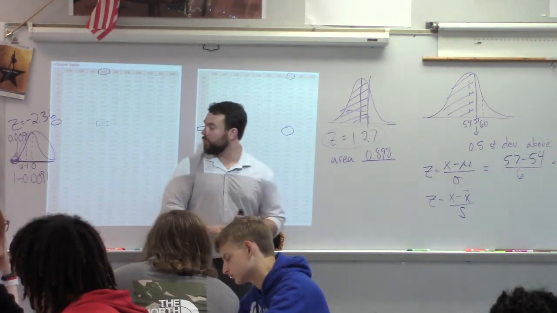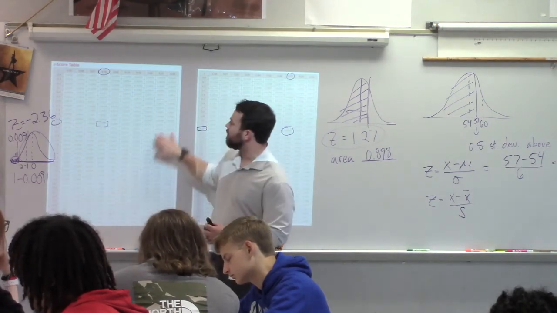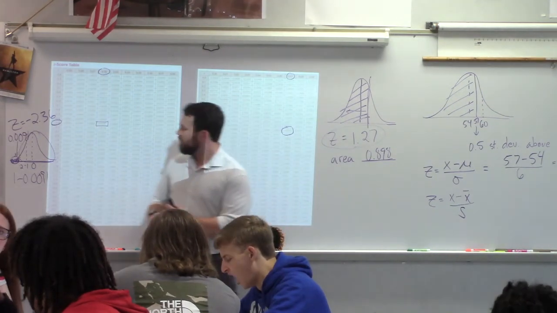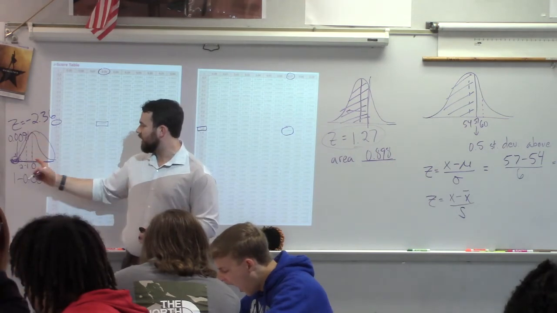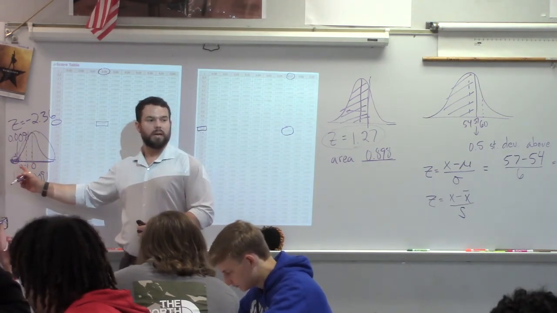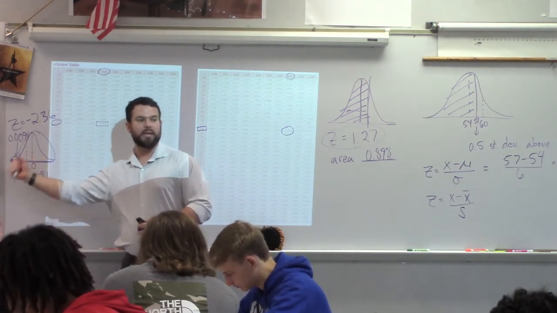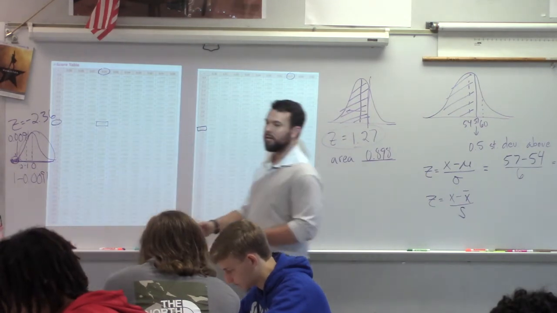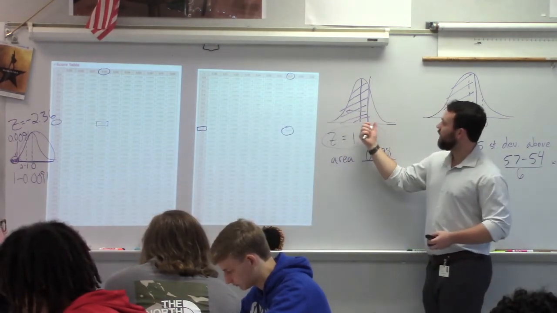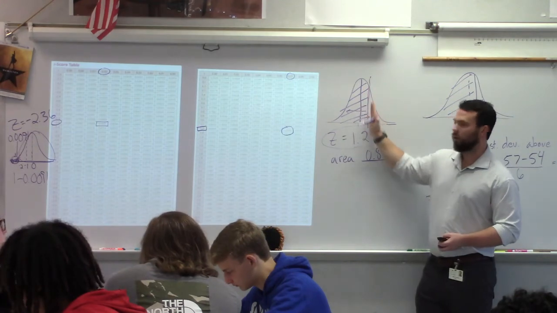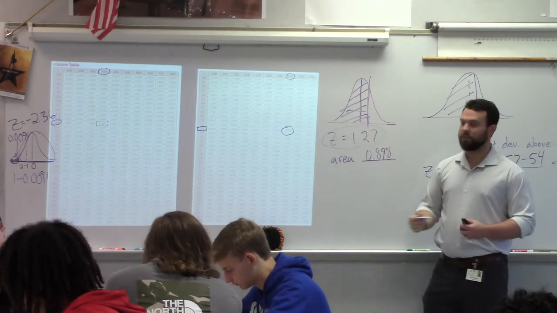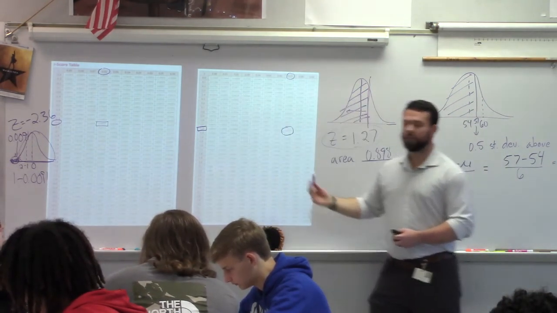Whereas, and that's what my point was, all of these are less than 0.5 for the area, because if it's negative, it's to the left of the mean, and if it's to the left of the mean, it's less than half of the data, right? If it's something that's to the right of the mean, it's got to be something more than 50%, which is what we see in the table.